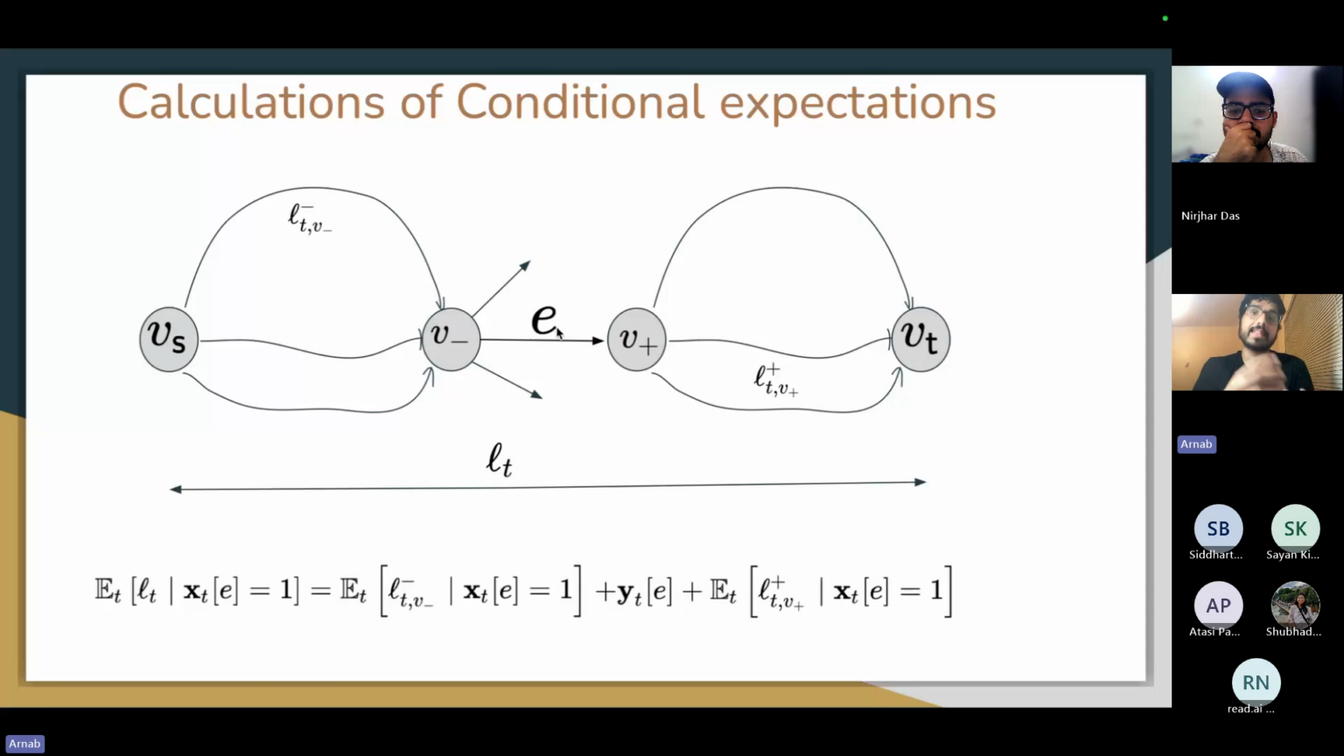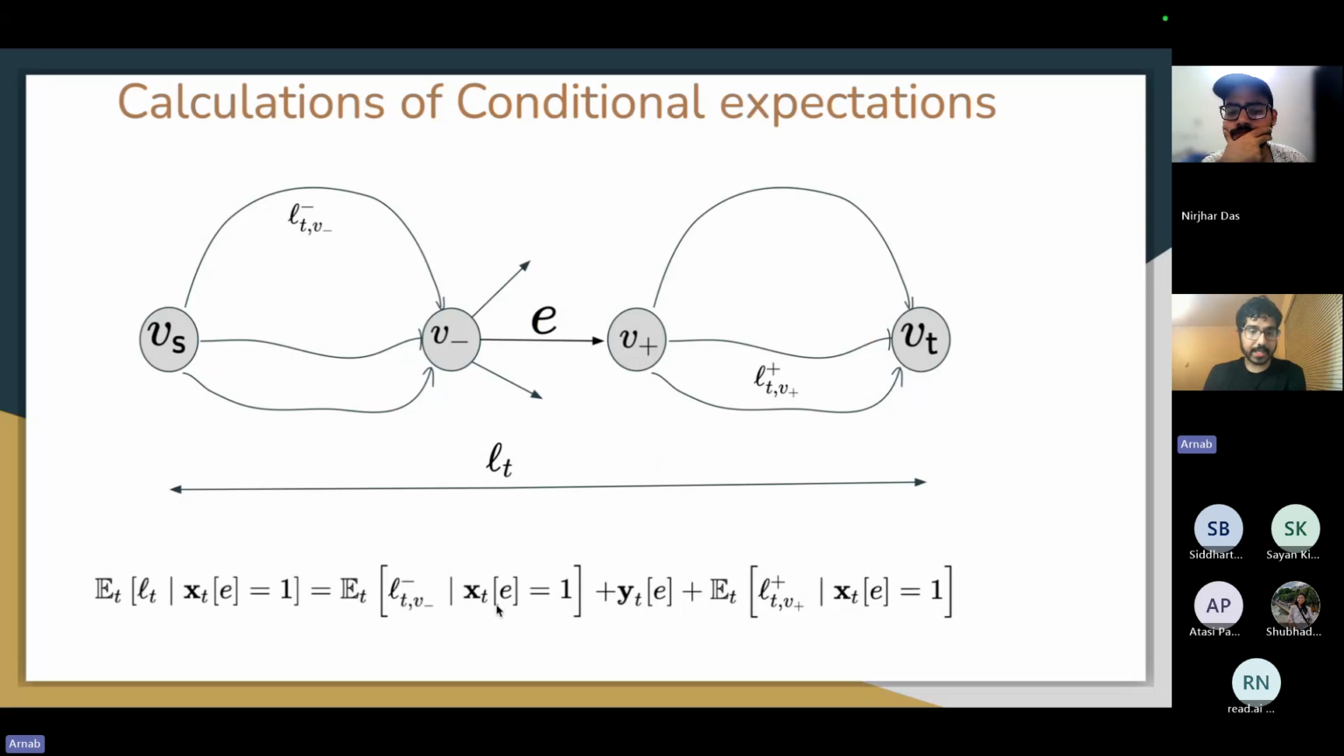That's because of the sampling that we are doing. Once I reach V minus, the next step of sampling becomes independent of what I did here. And same goes for here. The expected length of the cost of the path from this node to the sink node does not depend on how I reached V plus. It just depends on the fact that I reached V plus, and then from there I just moved on.